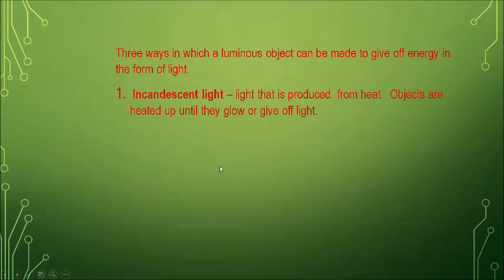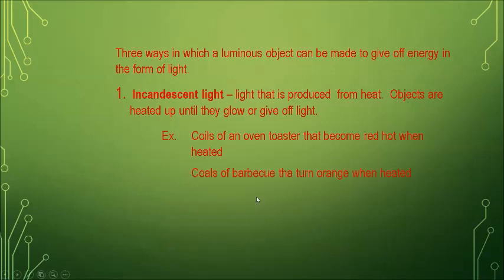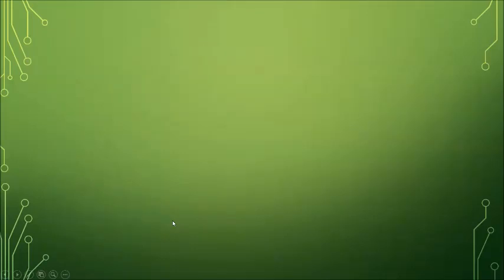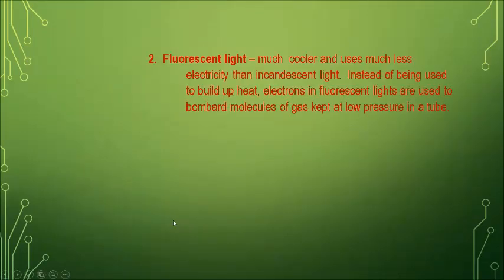Visible light. Usually, sometimes the light is white, but often it is colored. Examples of these are the coils of oven toasters. When you turn on your oven toaster, it heats up and then it will glow, giving a red hot glow, so it is visible. Another example is the coals or charcoals that you are heating when you are cooking barbecue, because the coals turn orange when heated. The glow is orange. So that is the visible light that is emitted.